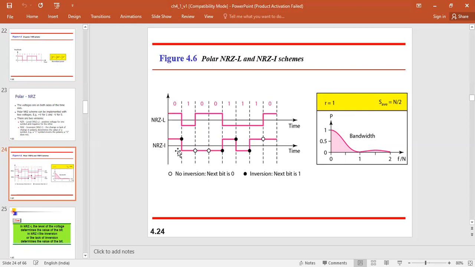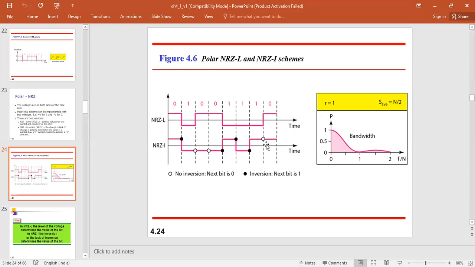If it is 0, positive side. So if it is 0, no inversion. Next bit, अगर 1 होगा तो inversion होगा. So this black dot is there. It is 0, no inversion. 1, inversion. Again 1, inversion. Again 1, inversion. No inversion. Like that, we can represent this signal.